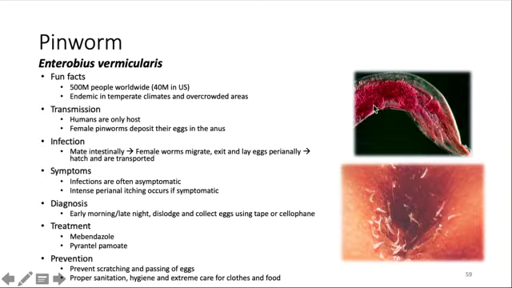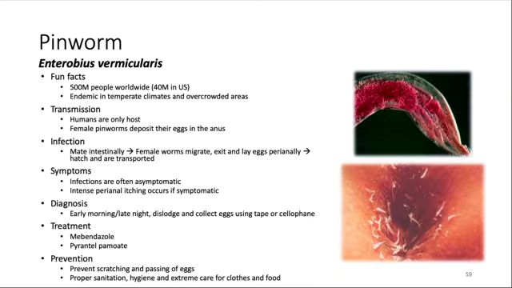Then the pinworms are another group of organisms known as the Enterobius vermicularis. We have about 500 million infections worldwide, 40 million in the United States. It's endemic in temperate regions and areas where there's overcrowding, so the homeless facilities and refugee camps and the likes.